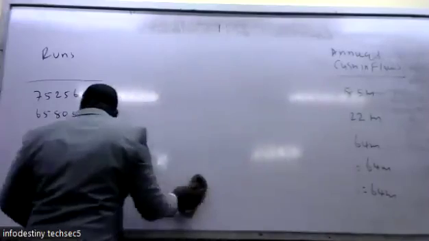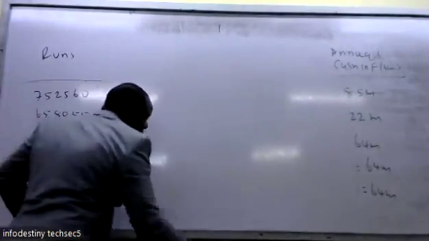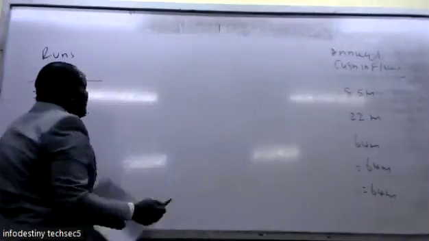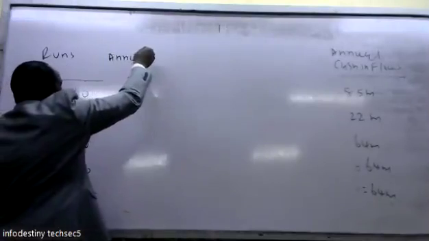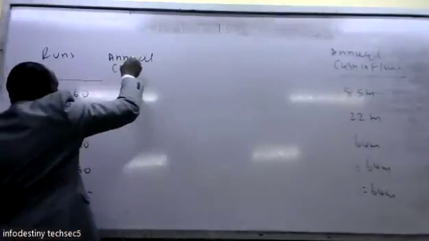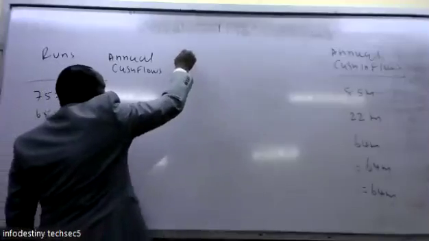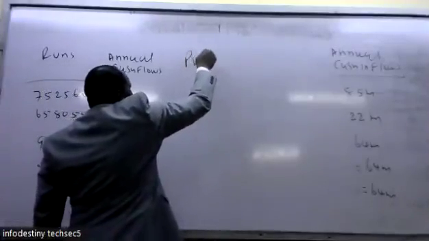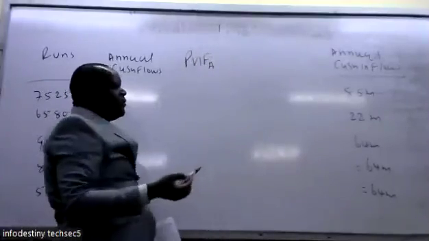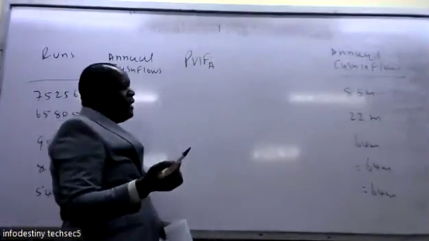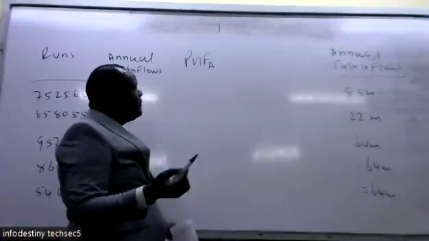So we shall also arrange it in the same manner, the runs. Then you will also have the column for the annual cash flows, then the present value interest factor for the annuity. There was no simulation for the life, so it will apply to all of them.